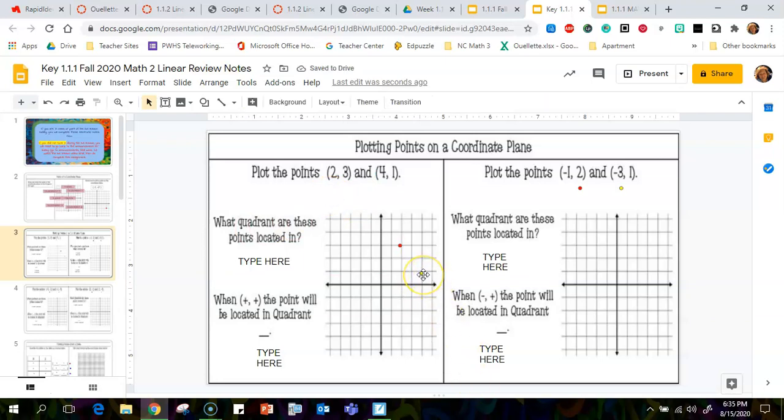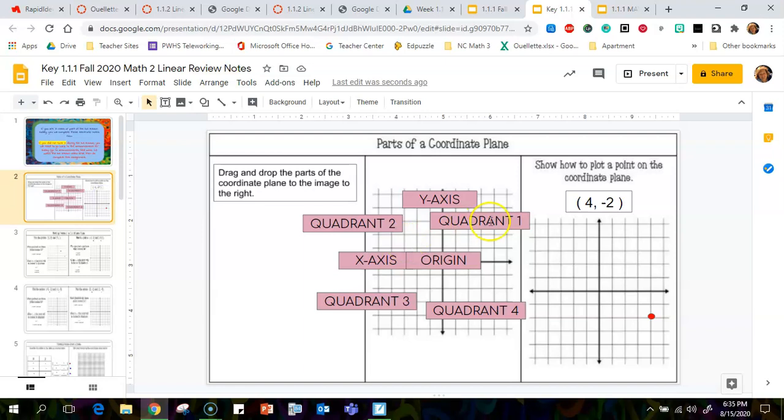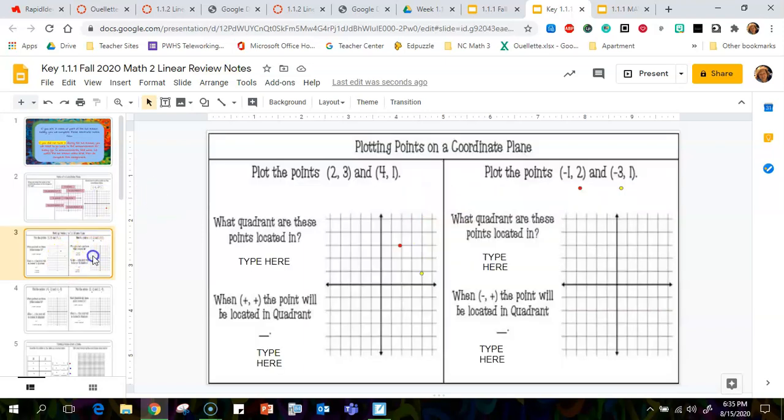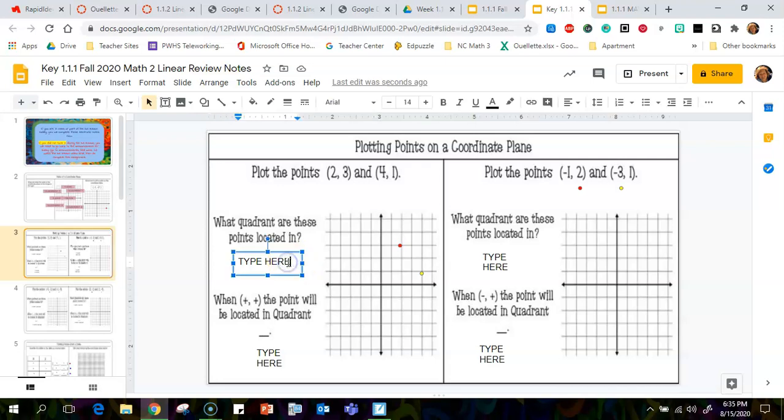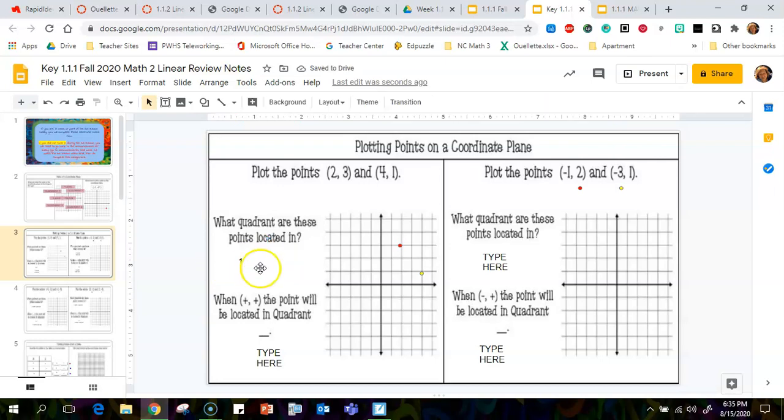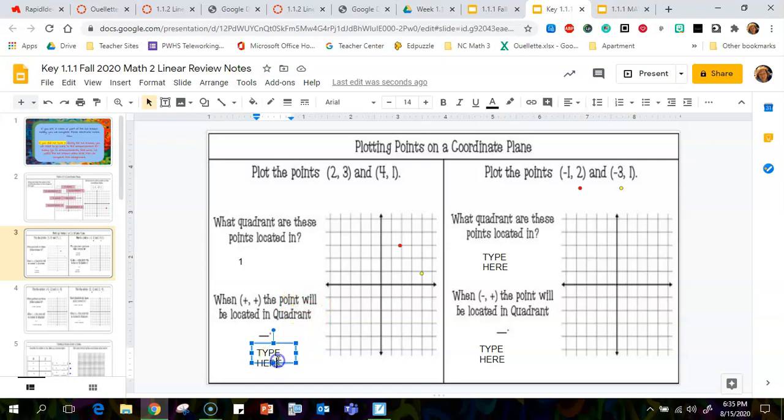And that's a little bit off, but I don't really care as long as I see that you've gotten it about right. What quadrant are these points located in? Well, if I go back over here and I look and see what did I put up there? That's quadrant 1. Quadrant 1 is where all the numbers are positive. So both the X and the Y would be positive. You can just put a 1 in there if you want. When the X and the Y are both positive, the point will be located in quadrant 1. Again, you can highlight this, click backspace, and then type in a 1 again.